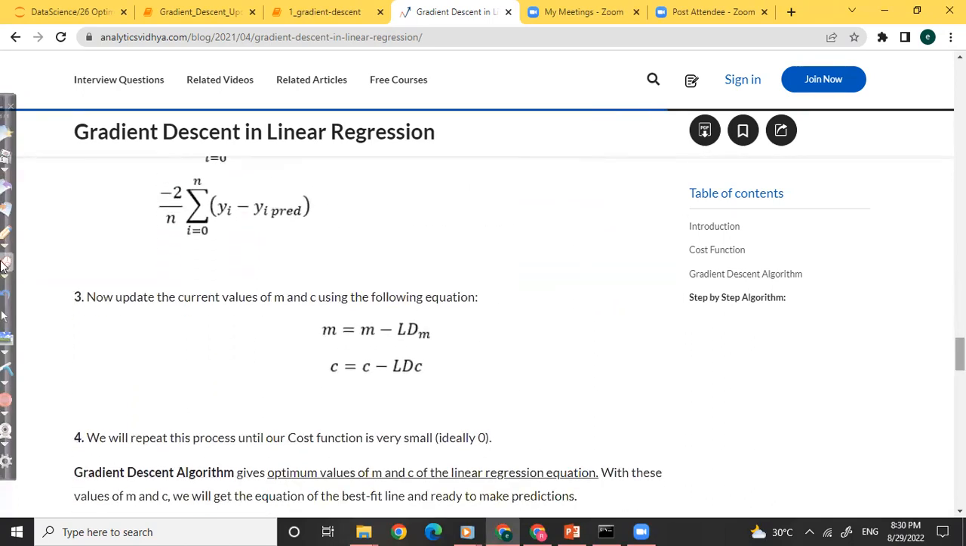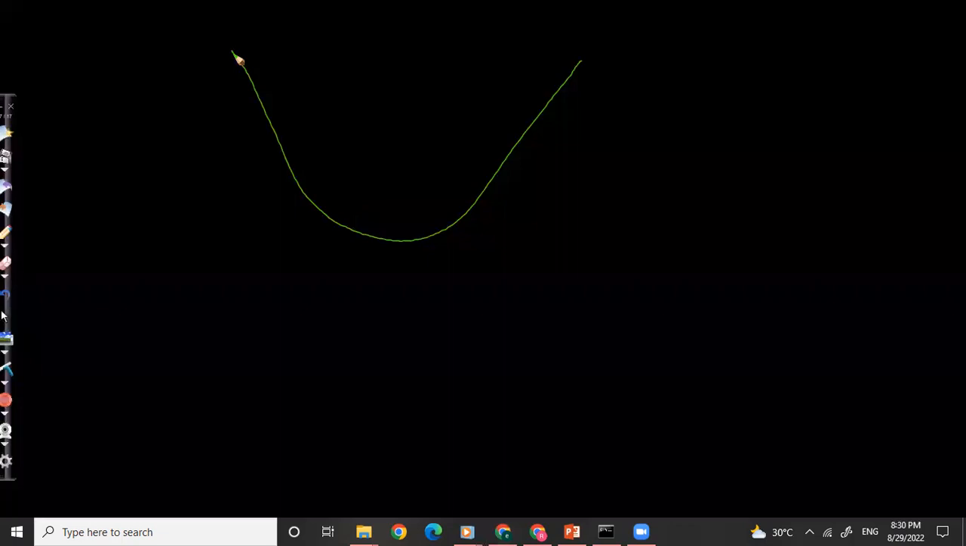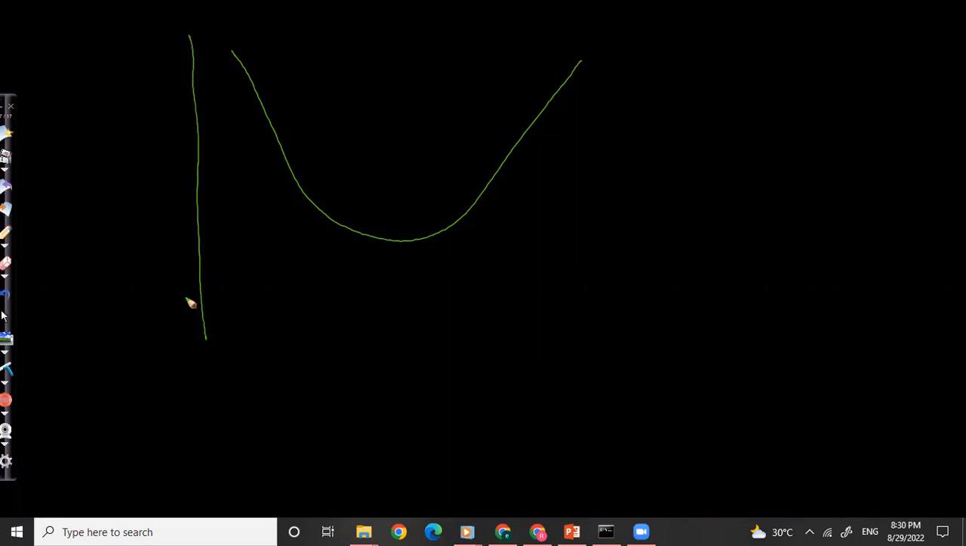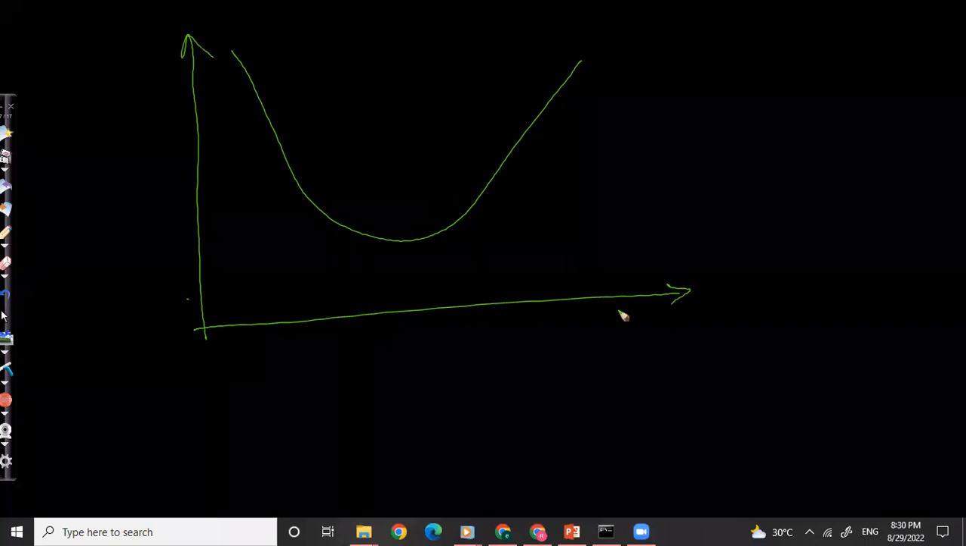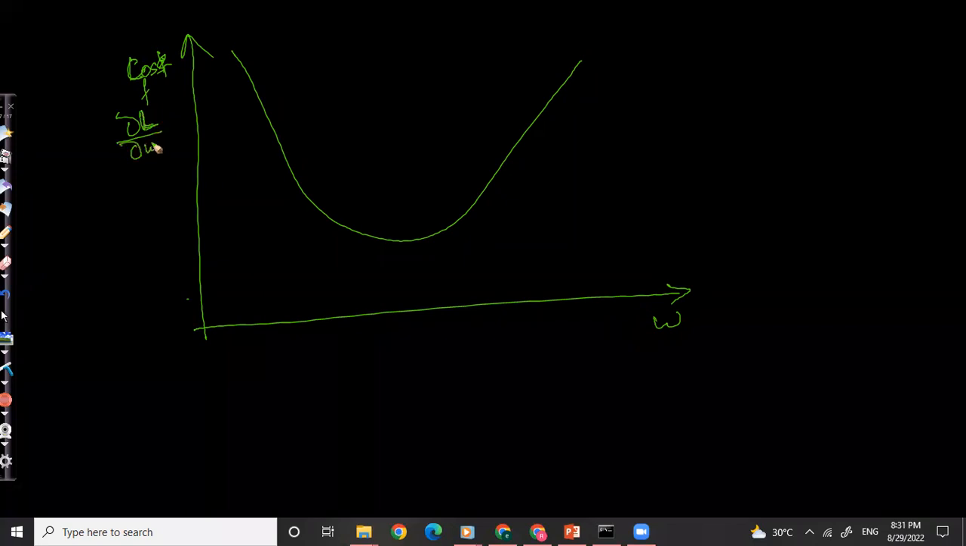Finally, I will take only one variable. There are two variables M and C, but I am taking only one weight. This is the loss function, the loss or cost function. Integrate the loss or cost function, loss with respect to W, the weight. I have only one weight here, though in that example there are two weights.